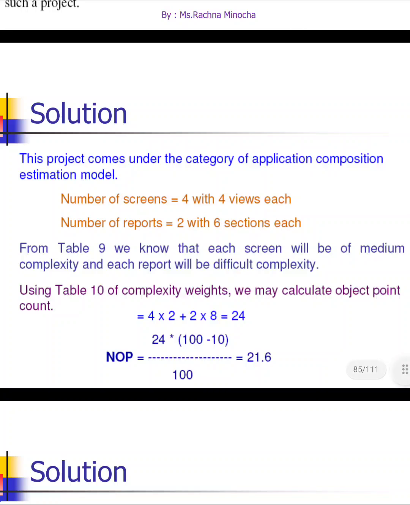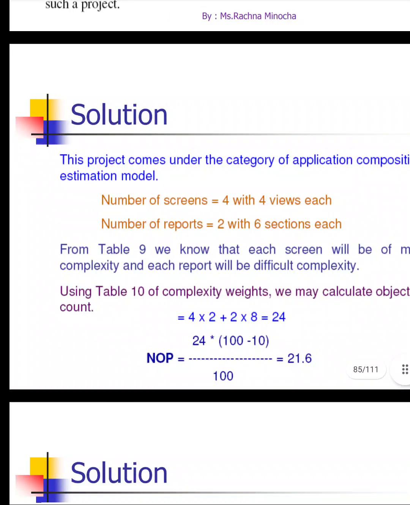So how many screens? 4 screens with 4 views. So 4 into 2, and two reports with 6 sections each. So the number of reports is 2 and the difficulty level is 8. So 2 8s are 16 and 4 2s are 8.